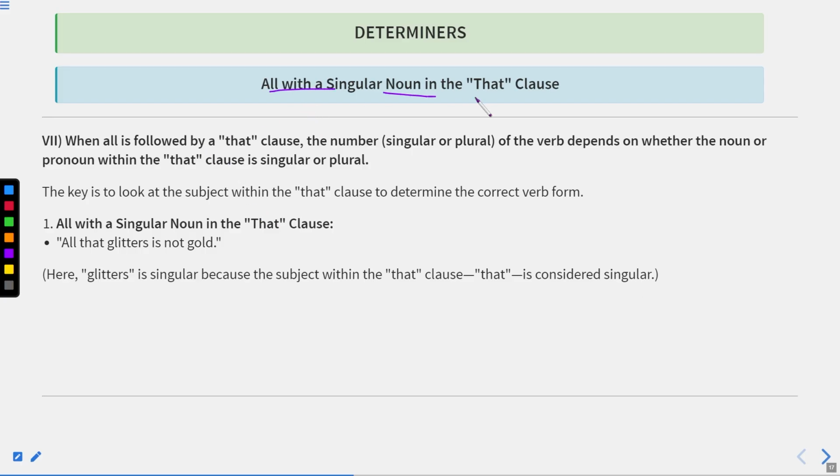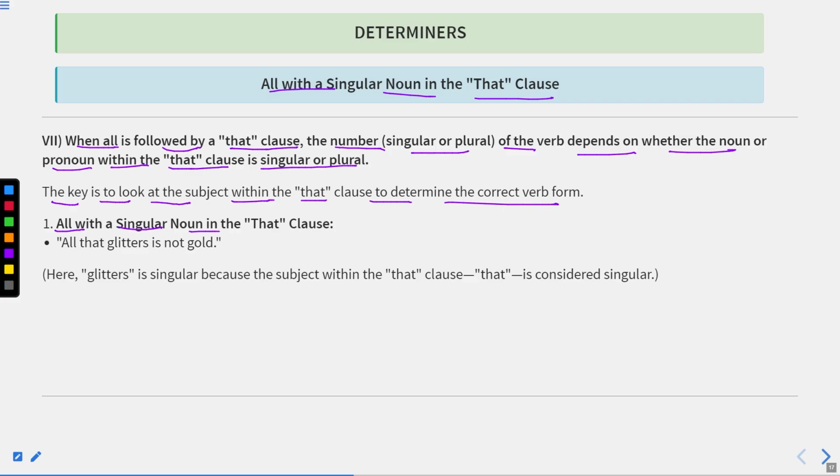Now, all with a singular noun in the that clause. When all is followed by a that clause, the number, singular or plural, of the verb depends on whether the noun or pronoun within the that clause is singular or plural. Whenever we have a sentence using all, we use the relative pronoun that. The key is to look at the subject within the that clause to determine the correct form of the verb.